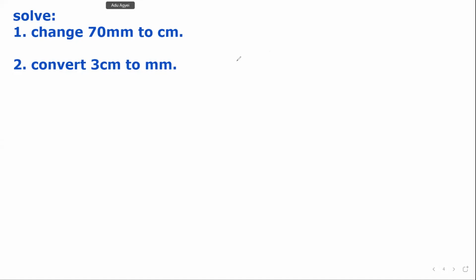For example, change 70 millimeters to centimeters. Question 2, convert 3 centimeters to millimeters. So let's quickly solve this one. Now you write your solution.